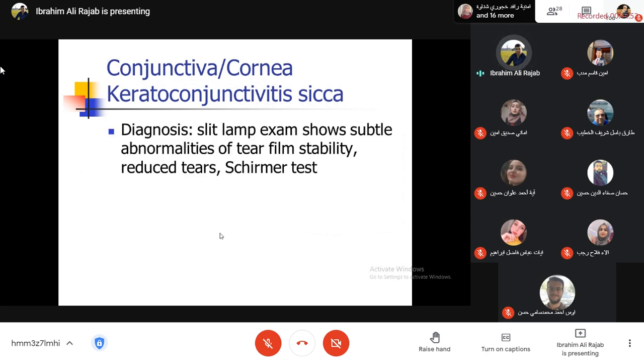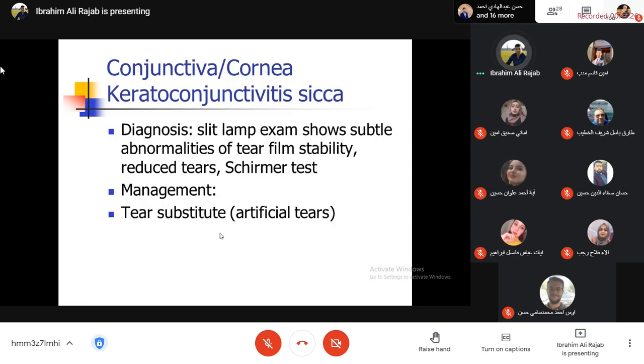It is diagnosed under slit lamp examination, and when we put a paper called Whatman paper on the fornix, we measure the tear by a test called the Schirmer test. So the Schirmer test is a test to examine tear film deficiency by putting a paper inside the conjunctival fornix to measure the amount of the tear.